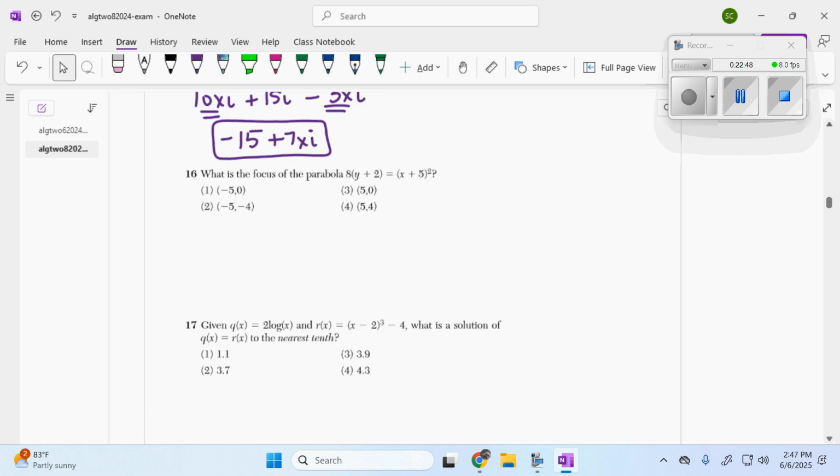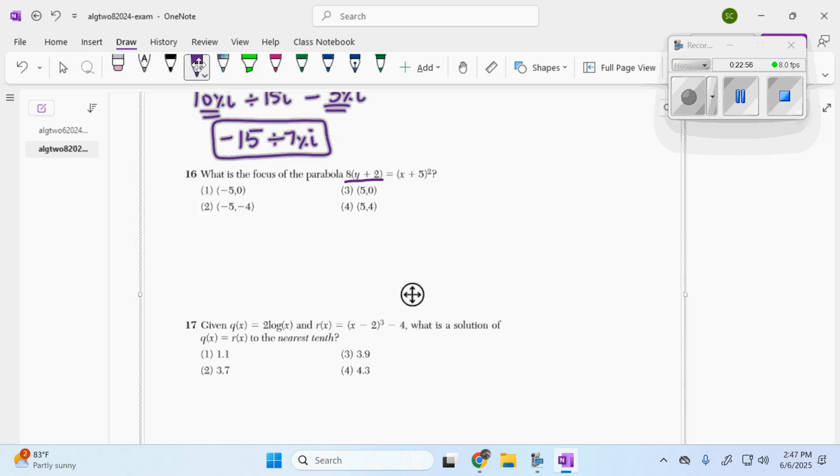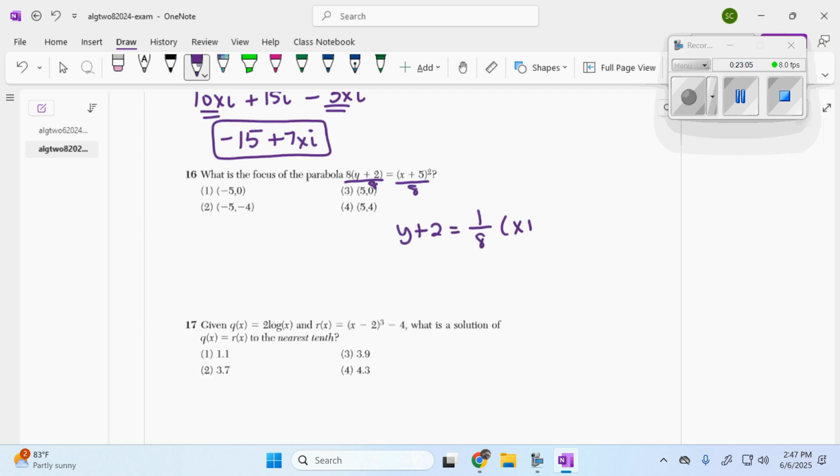Number 16 asks me to find the focus of a parabola. To find the focus of the parabola, we have to first put it in the right form. So I'm going to divide both sides by 8. I'm going to get y plus 2 equals, I don't like divide by 8, I'm going to put times 1/8 so it looks how I want it to look. I'm then going to subtract 2 to the other side, and I'm going to get my nice quadratic equation here in the form that we like.